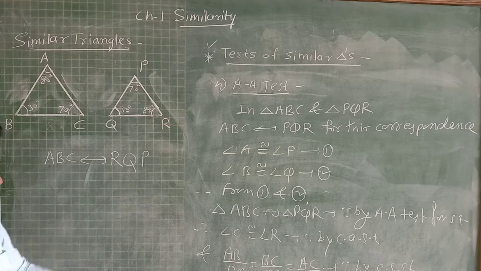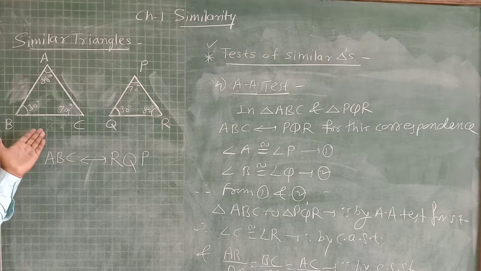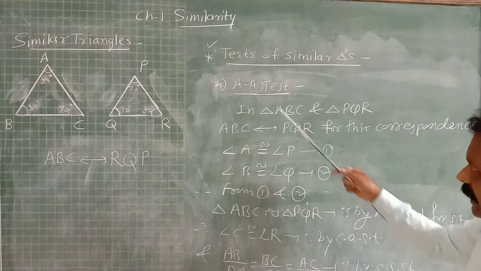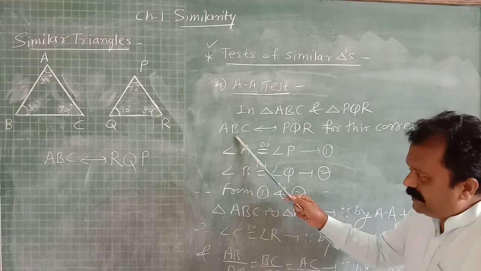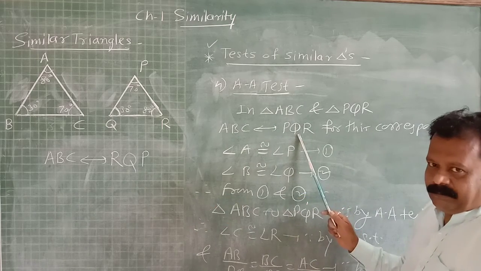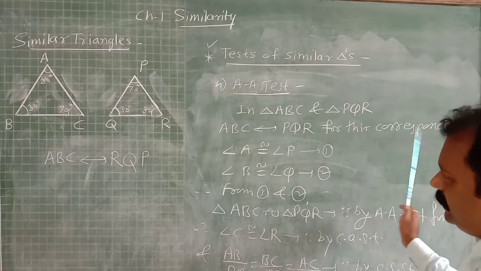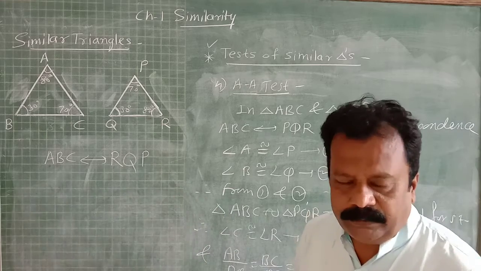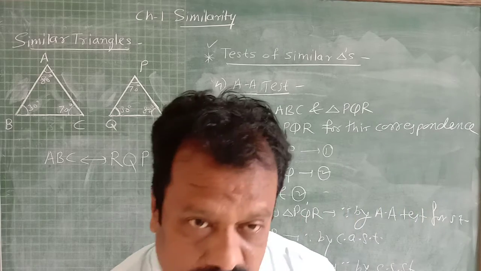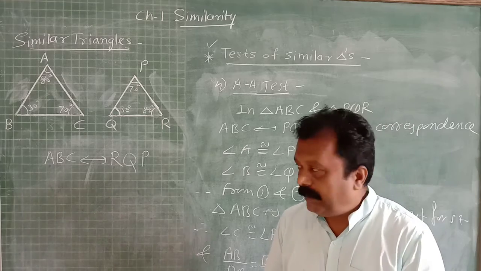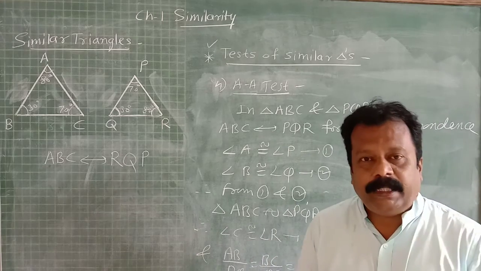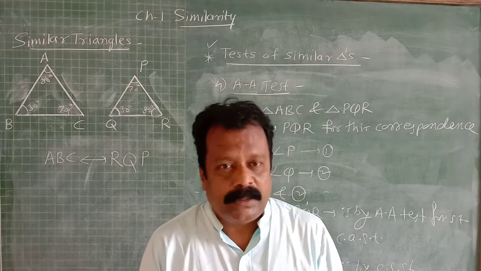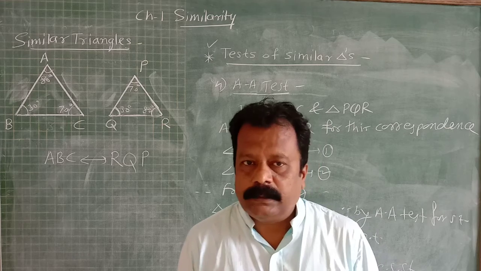This is about correspondence, the writing way of correspondence. Now, what do you have to write according to this? In triangle ABC and triangle PQR, ABC corresponds to RQP. For this correspondence, we have to explain according to measures. Now this is about similarity between two triangles. I have explained. You have to revise and do more practice. Stay home, stay safe, keep watching, keep learning. Thank you.